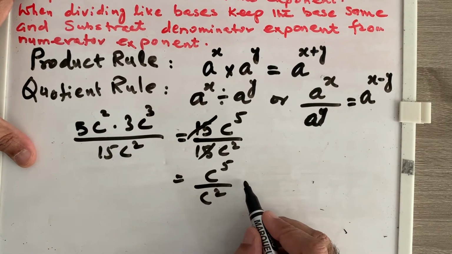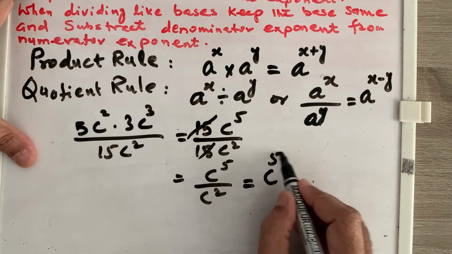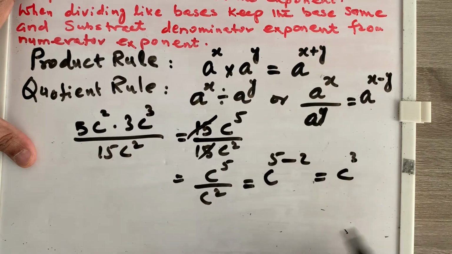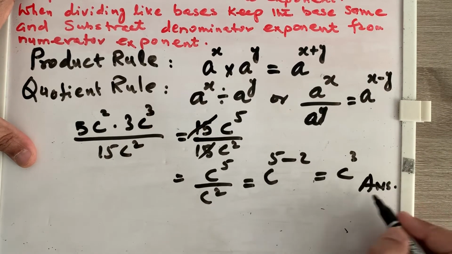Now what do I have to do? The quotient rule. Both bases are same, so c, 5 minus 2. So I am left with c power 3, or c cubed. So this is my answer for this particular example, right?